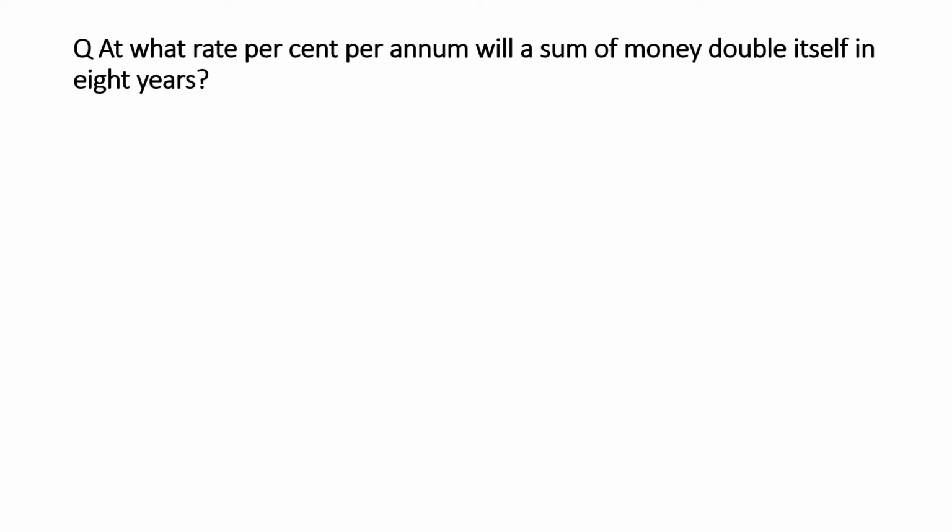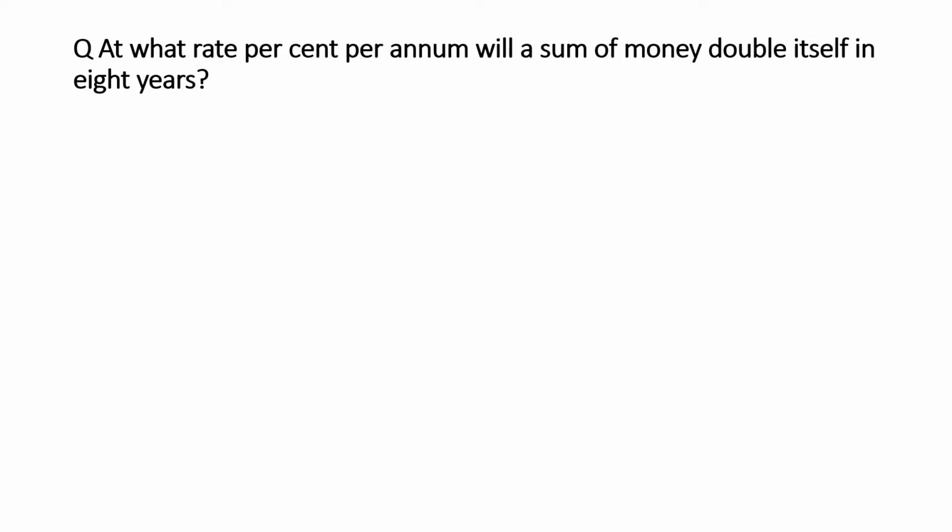Moving ahead to the questions: at what rate percent per annum will a sum of money double itself in 8 years? In this question, we are given the time, that is 8 years, and we need to find the rate of interest. If you remember the formula for rate of interest, we need three things: simple interest, principal and time. Time is given to us, and now a relation between the principal and amount is given to us.